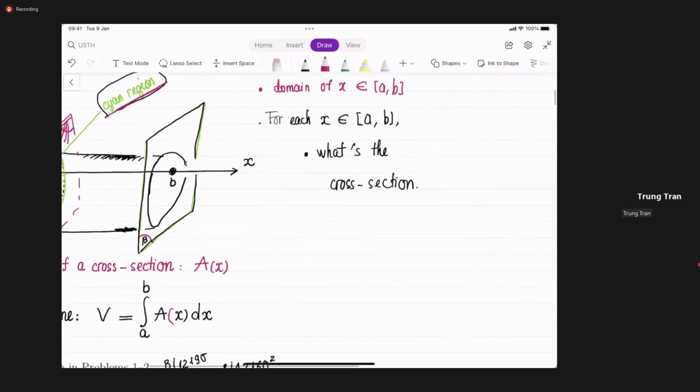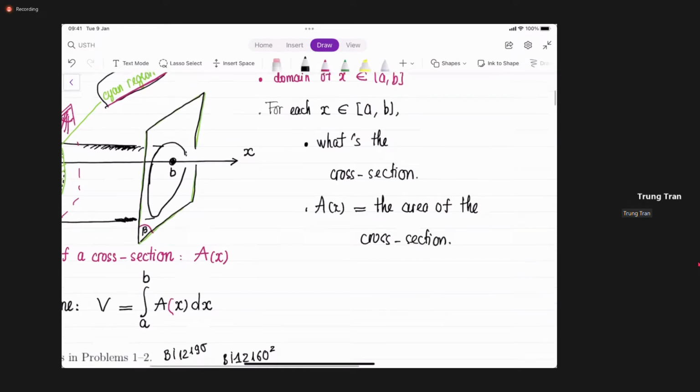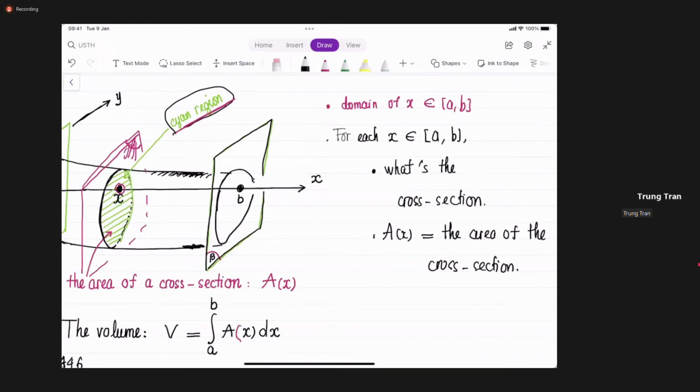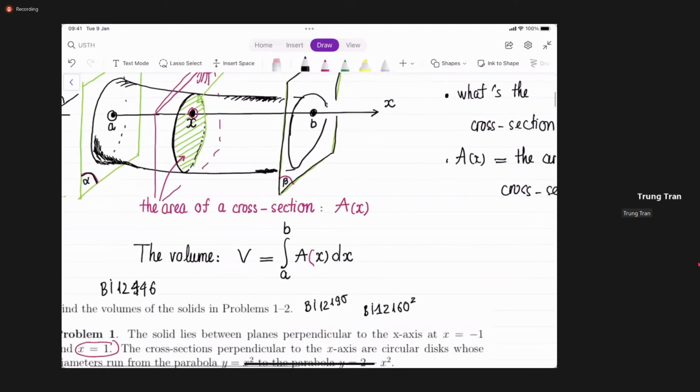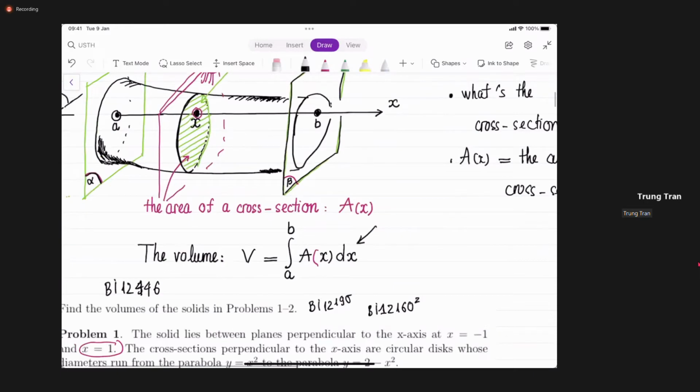And now you let A(x) be the area of the cross section. And now we put together the following formula to obtain the formula for computing the volume of the solid: V equals the integral from a to b of A(x) dx.